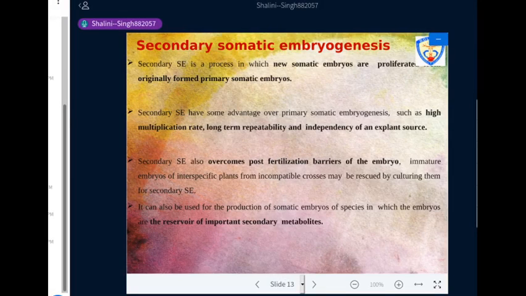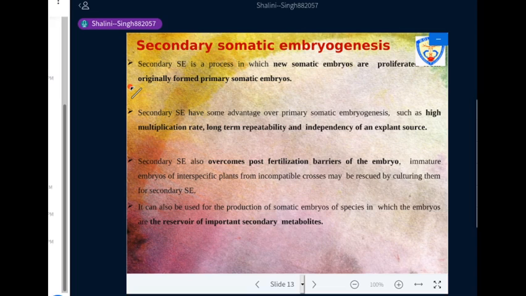Secondary somatic embryogenesis is a process in which new somatic embryos are proliferated, which are originally formed on primary somatic embryos. Secondary somatic embryogenesis has some advantages over primary somatic embryogenesis, such as high multiplication rate, long-term repeatability, and independence of an explant source. Secondary somatic embryogenesis also overcomes post-fertilization barriers of the embryo. Immature embryos of interspecific plants from incompatible crosses may be rescued by culturing them for secondary somatic embryogenesis.